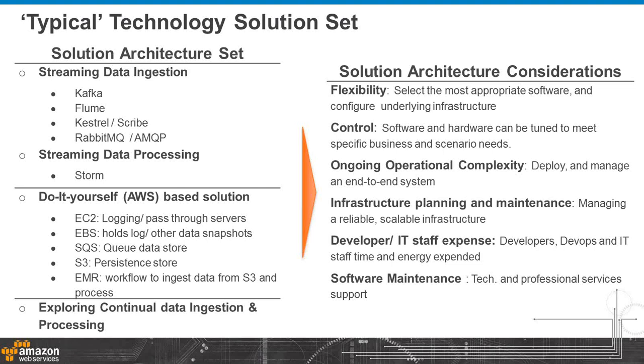Another bigger category of customers are cobbling together their own do-it-yourself AWS-based solutions. An example of such a composed solution would typically include a fleet of EC2 servers as logging or pass-through servers that ultimately emit data into an S3 store, followed by a subsequent EMR workflow to extract the data from S3 to ultimately compute business relevant metrics.